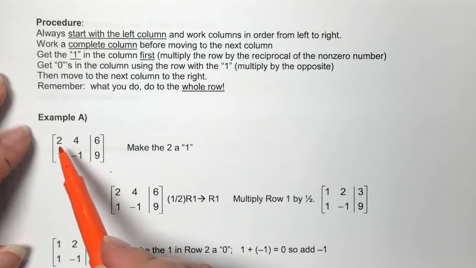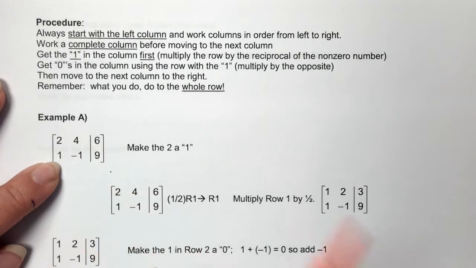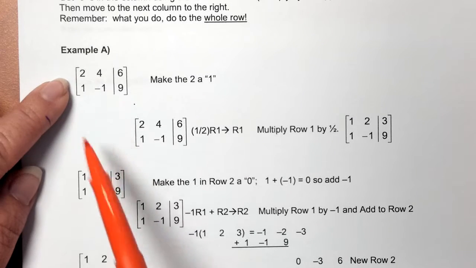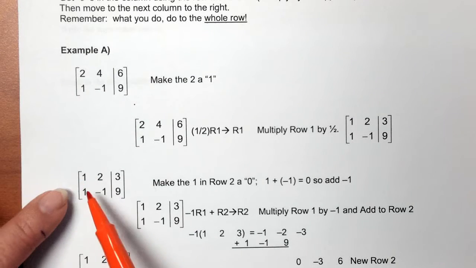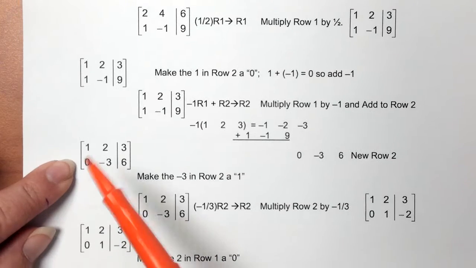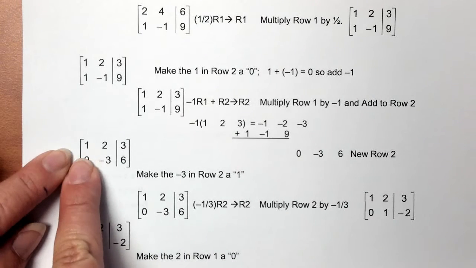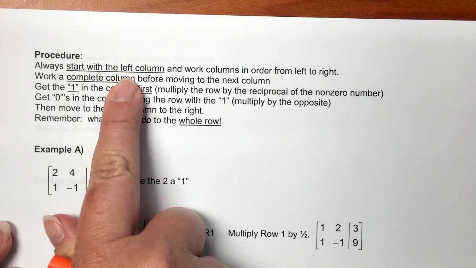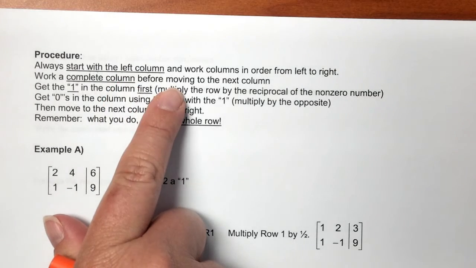What do we want it to look like? We want a 1 on the top and a 0 beneath it. So notice how the first thing they did was they changed this 2 to a 1. And then they said, okay, I need zeros below it, so I need this 1 to become a 0. And then that first column was done. And then we move over to the second column. After you finish the first column, then you go on to column 2.